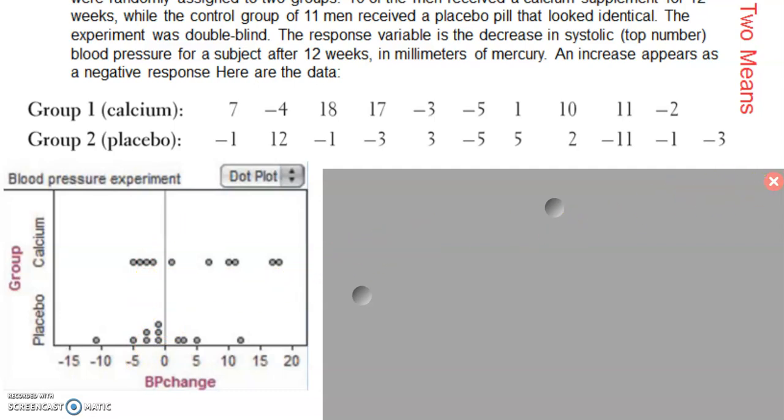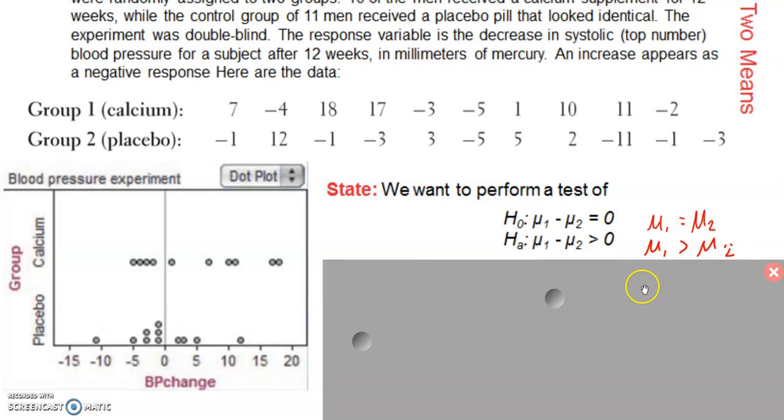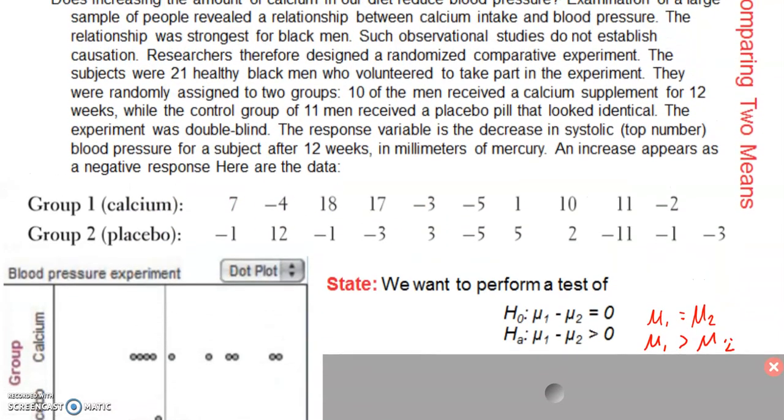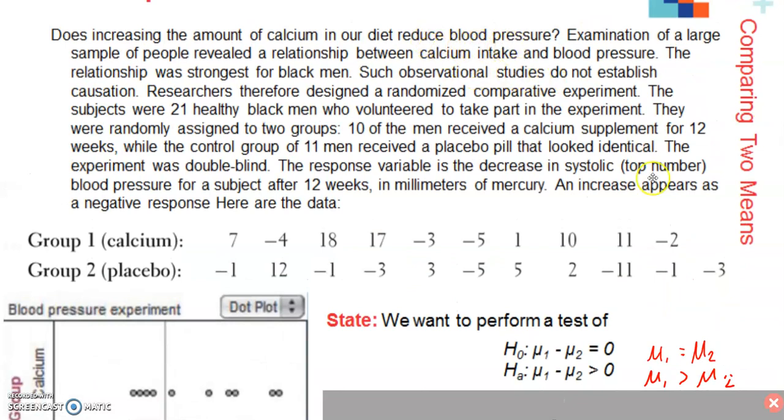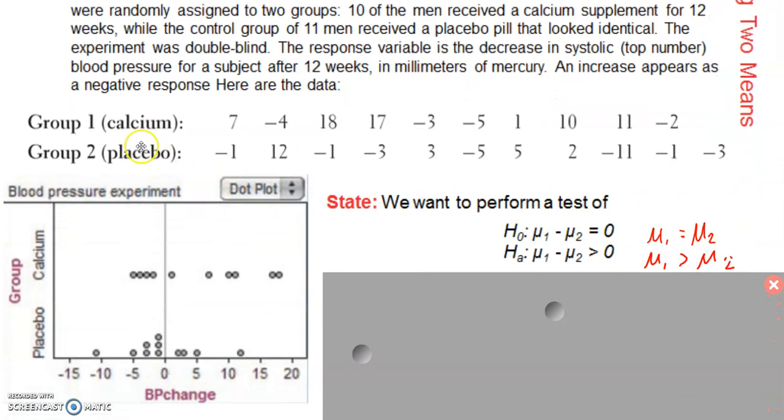So we're going to use our 4-step process. We're going to start with state. In state goes our null and alternative hypothesis. You could write it either one of these ways. The null hypothesis is that mu1 minus mu2 is 0. That's no difference. That means these two groups don't make a difference, and they're going to have the same average. That mu1 is equal to mu2 means the same thing. The alternative is that mu1 minus mu2 is greater than 0, that mu1 is greater than mu2. That means the calcium group is bigger than the placebo group, because we think the calcium group actually does help reduce blood pressure. So I have an idea of a direction in mind ahead of time.